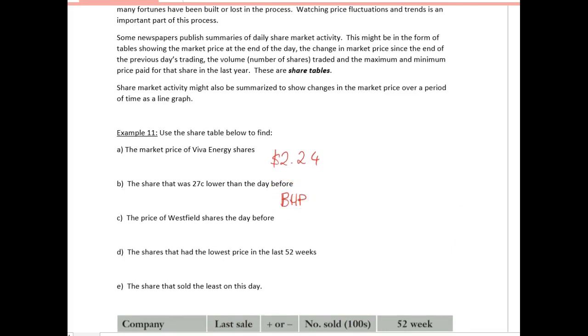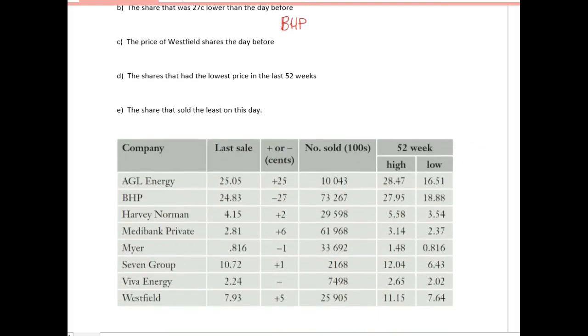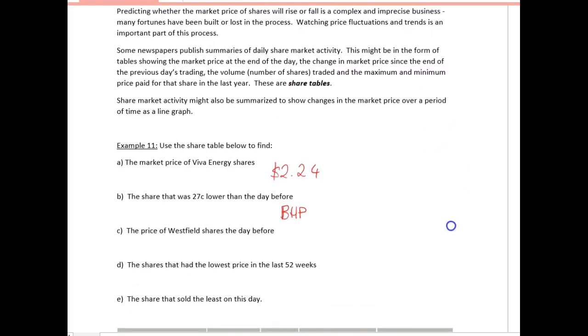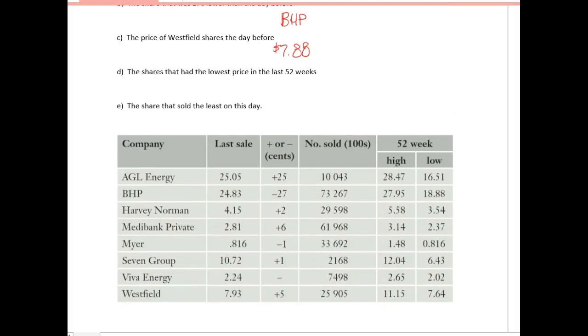Now, what was the price of Westfield shares the day before this table? Well, I don't have yesterday's table, but today finished at $7.93 for Westfield, and that's up 5 cents. So yesterday it must have been $7.88. Rightio, $7.88 means that when it goes up by 5 cents, it finishes at $7.93.